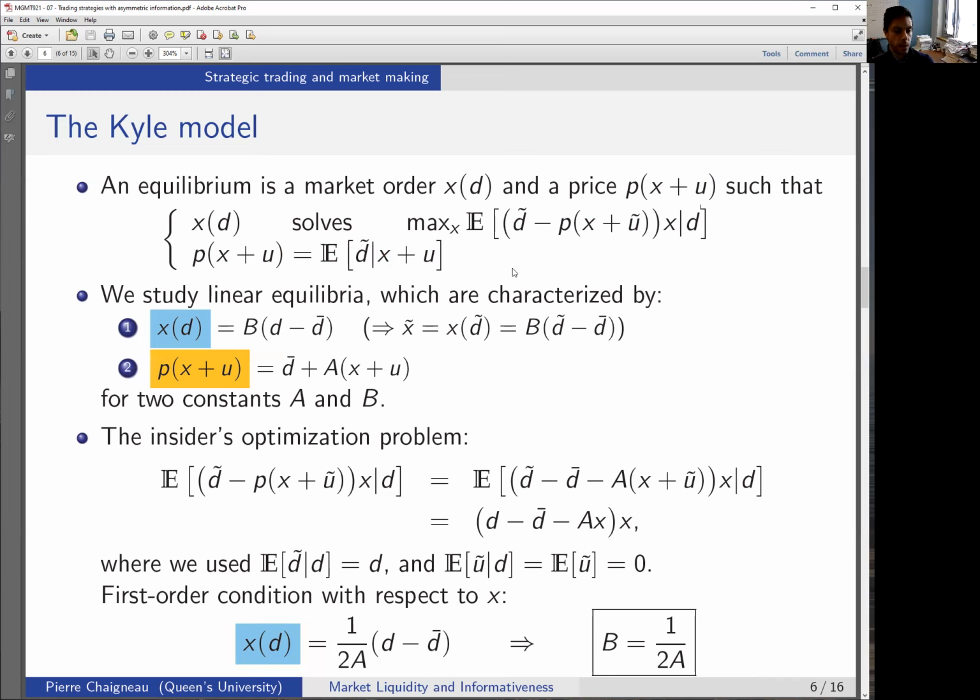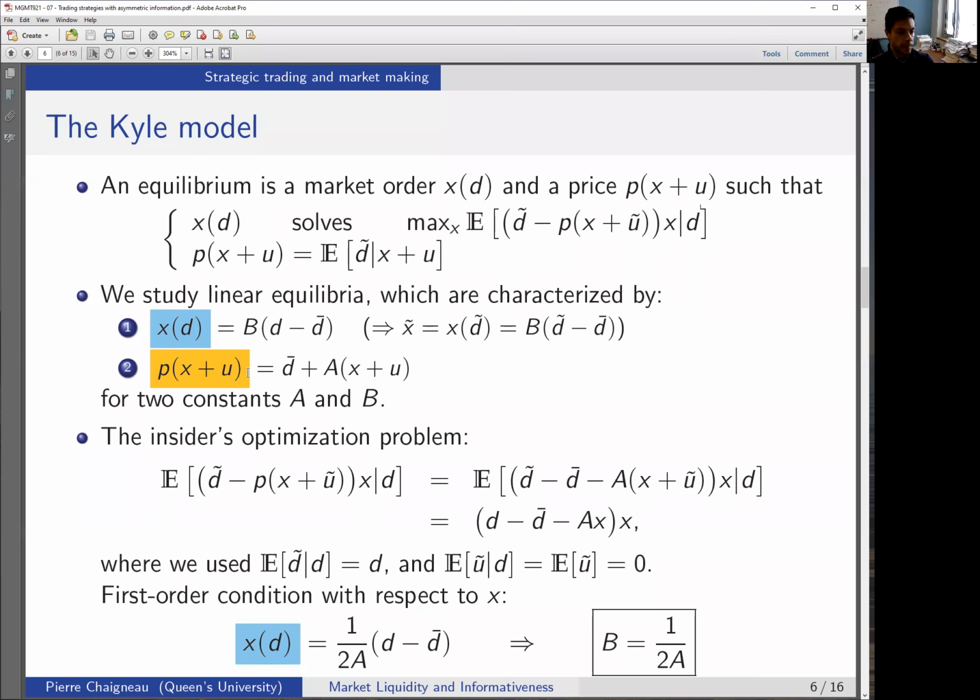And to do so, we are going to postulate a linear equilibrium in the sense that x of d is going to be linear in d. Here, capital B is a constant. So x of d would be a linear function of d. And moreover, it would be equal to 0 when d is equal to d bar, meaning when the true value of the asset, d, is exactly equal to the expected value of the asset. So it makes sense.